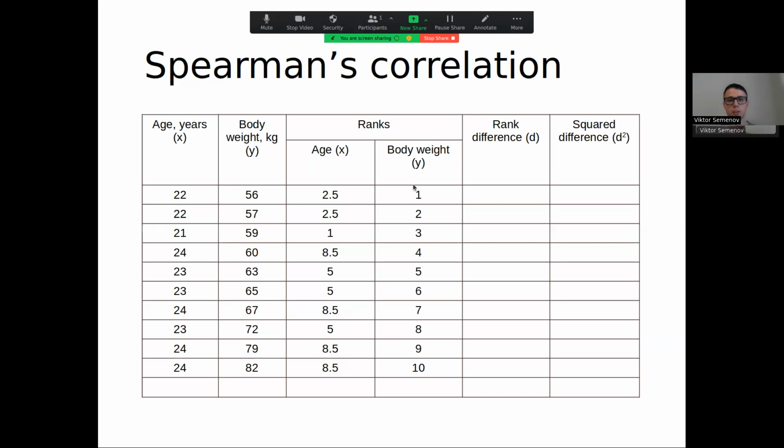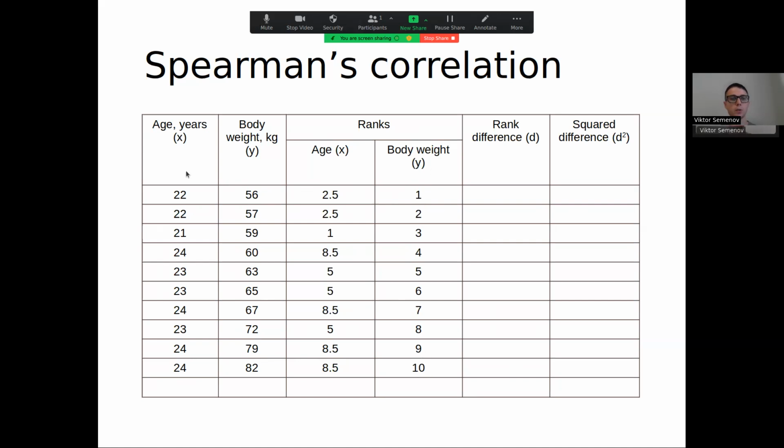So let's begin with a simpler one, body weight. You see it is already ordered from the lowest to the highest. So you assign these body weight observations ranks. The smallest gets number 1, the highest gets number 10, and so on and so forth.